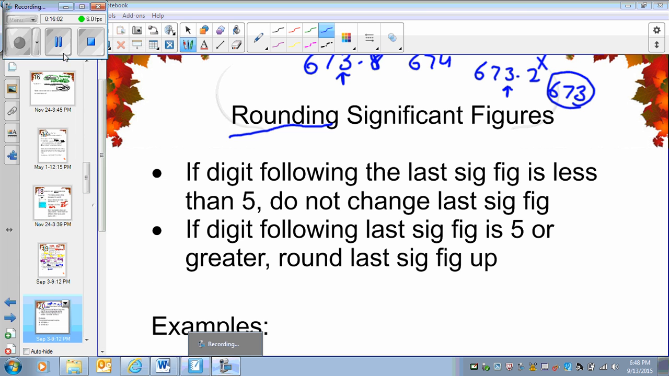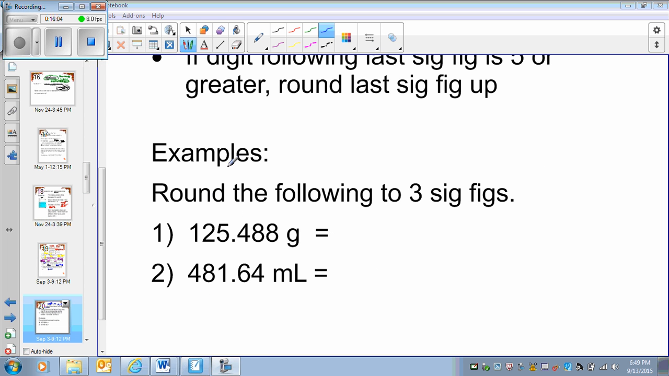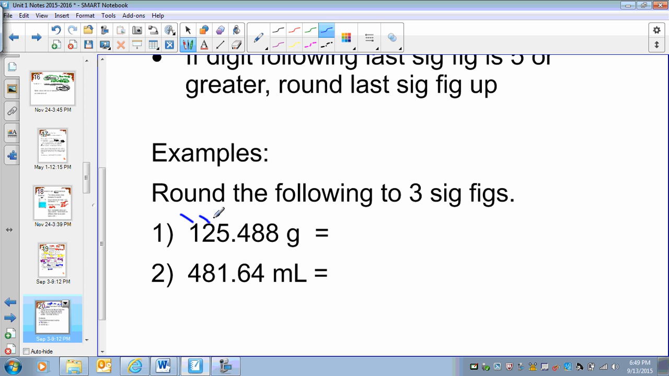So round the following to 3 significant digits. So I have 1, 2, 3. So I'm going to round it right here. So I have to see what is the number after this. This is my third significant digit. So I'm going to look at this number here. This number is less than 5. So I will not round it up. I'll keep it the same. So it will be 125. This is 3 significant digits.